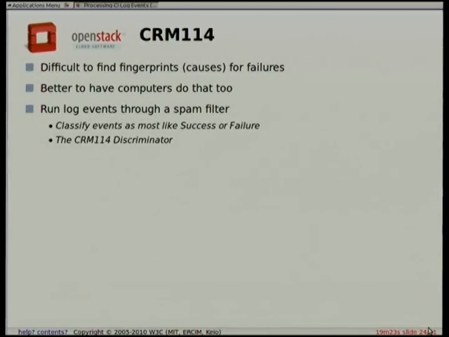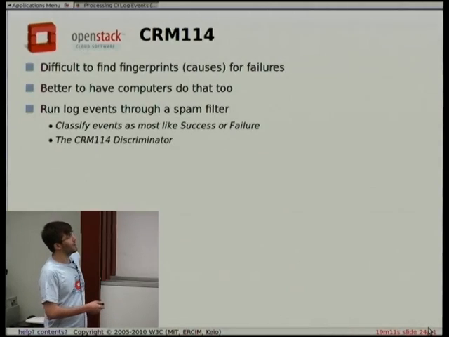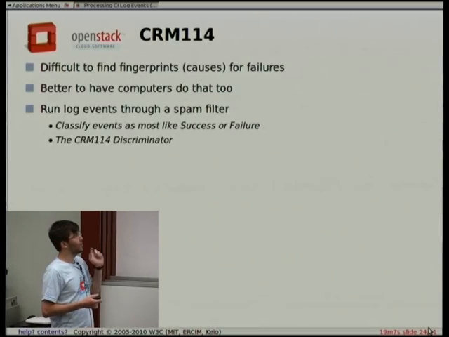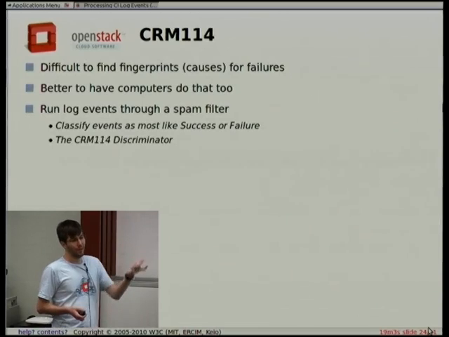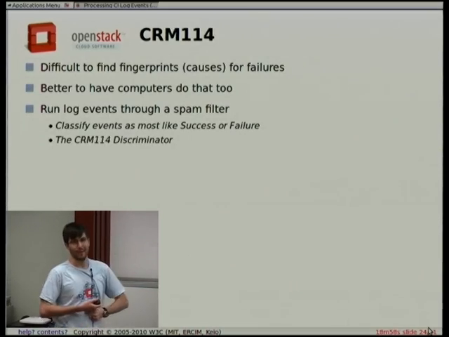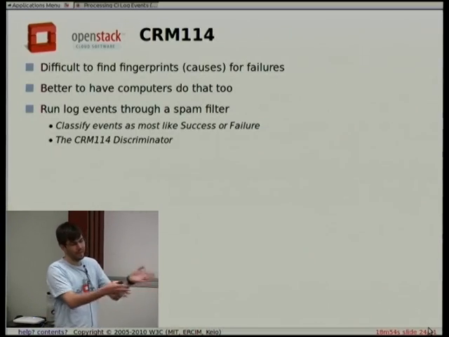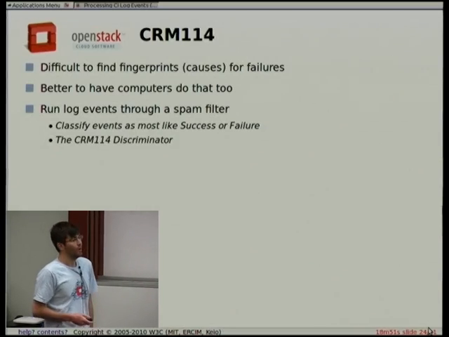Why can't we just have computers do that for us too? I mean, that'd be kind of cool. And Sean wants me to say that this is still very much a goal. We're not there yet, but it is running, and it is giving us interesting data. And what we've done is we're running the log events through a spam filter, basically, CRM 114. And it then classifies every log line as being a success log line or a failure log line. That's kind of cool. Now you can have a probability that this thing relates to a failure, this thing relates to success, which will help you, hopefully.